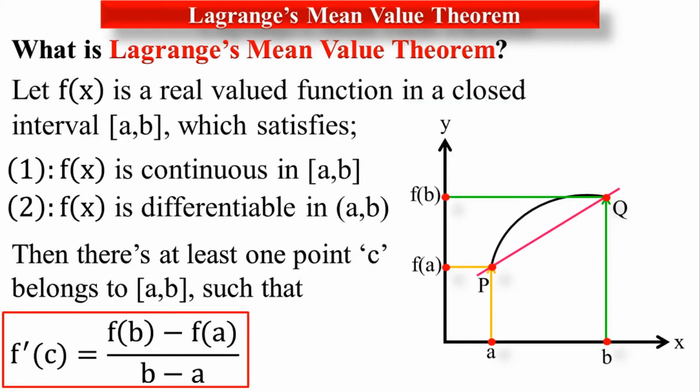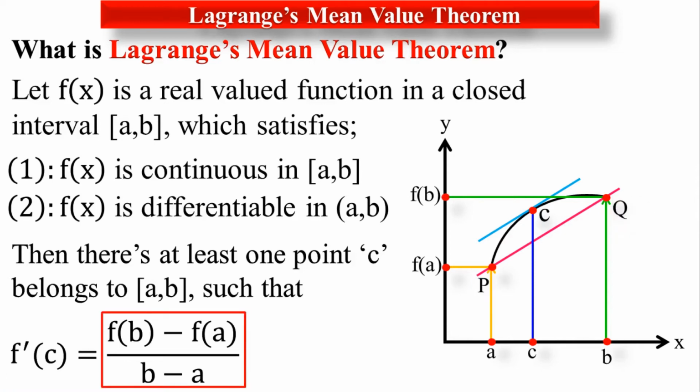If I draw different tangent lines on this curve and different points, there will be a point where the tangent line is parallel to the slope P of Q. The point where it touches the curve is point C. This is my point C. Let me connect it with the x-axis. So I can see here that C is in between A and B.